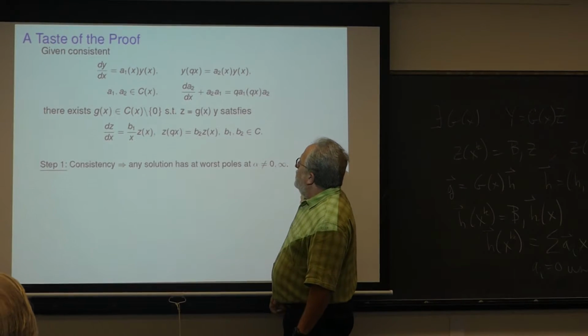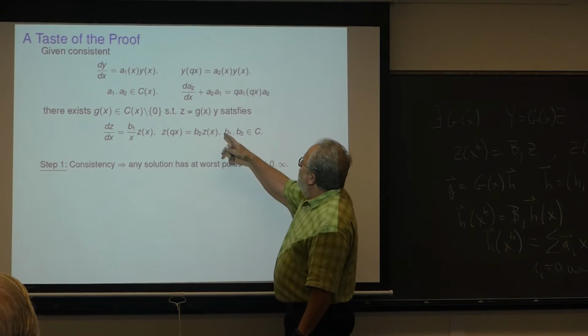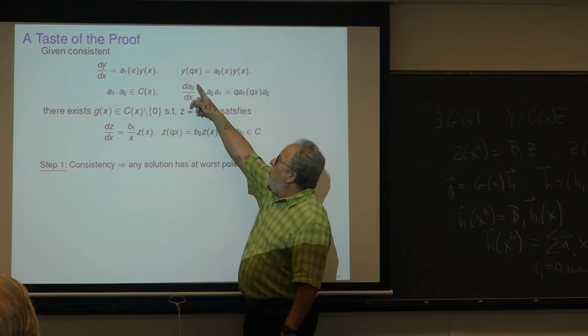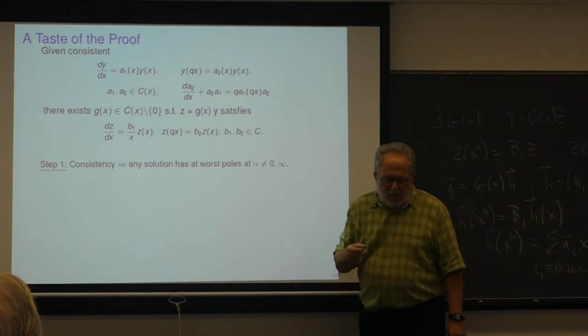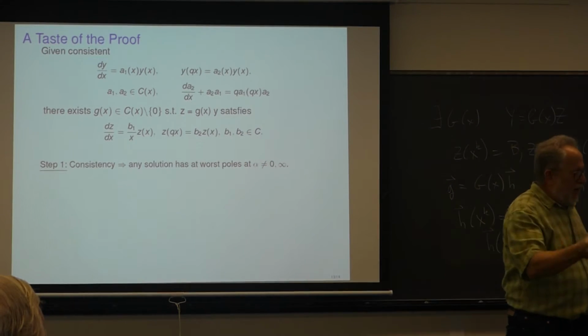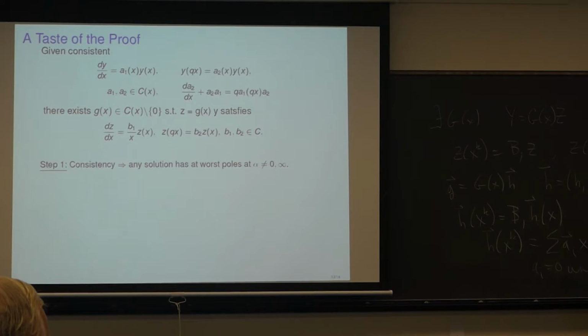This q shift, x goes to qx. If you think about what it does to points on the Riemann sphere, it leaves 0 fixed, and it leaves infinity fixed, but every other point is going to get moved. And since q is not a root of unity, it'll get moved to an infinite number of points. You're never going to get back to yourself.